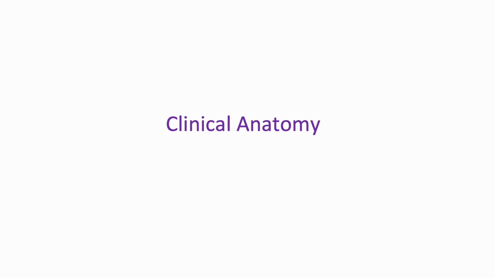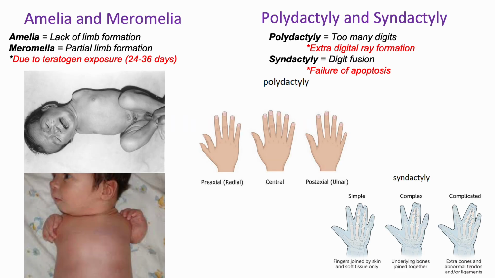Okay, and so now to get into a little bit of the clinical anatomy. So the main points I want to make for clinical anatomy are alterations in the development of the limbs. So you have amelia, which is a lack of limb formation. So A stands for without, melia is the limbs, so no limb formation. And then you got meromelia, which is alteration or partial limb formation.